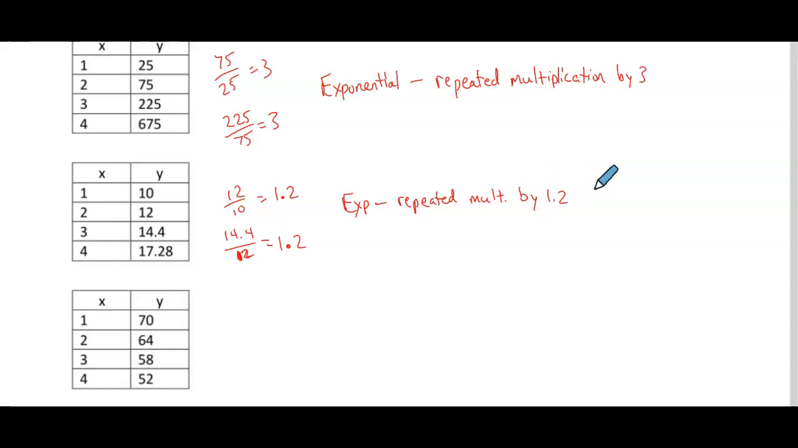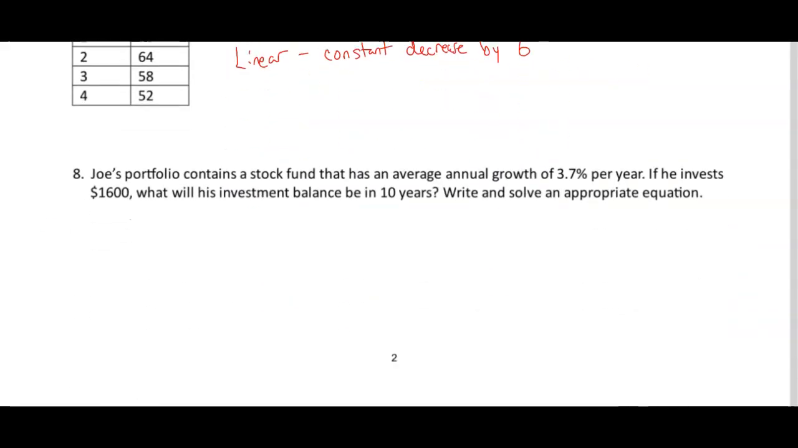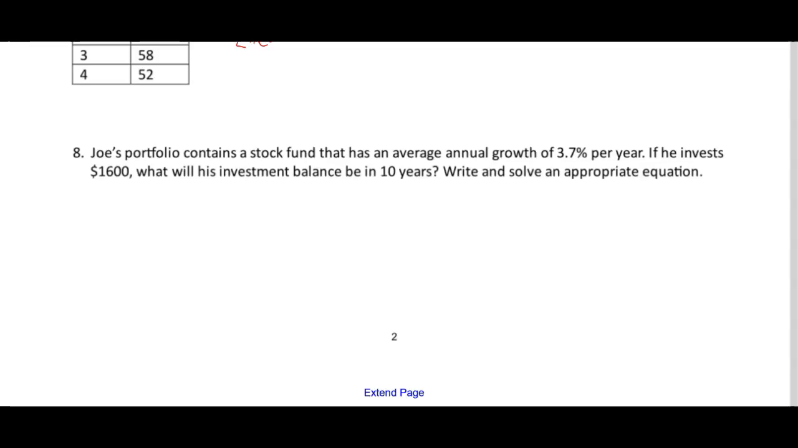Okay, look at the last one. So this one is linear. It's not increasing, but it is decreasing by a steady amount. So we'll call this linear. Constant decrease by 6. All right. Joe's portfolio contains a stock fund with an average annual growth.